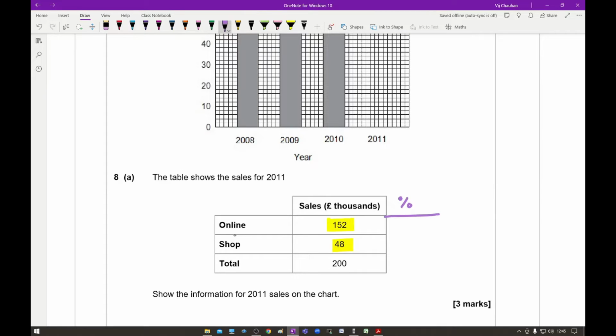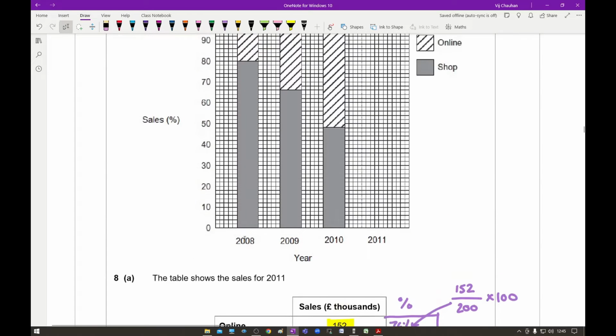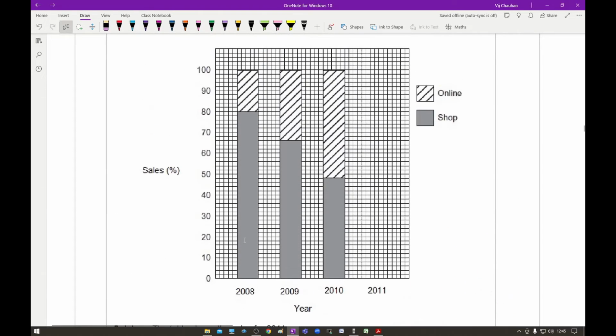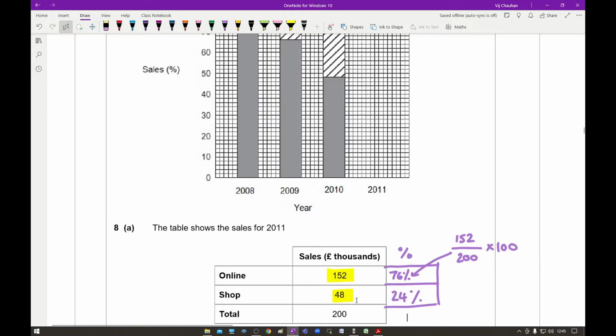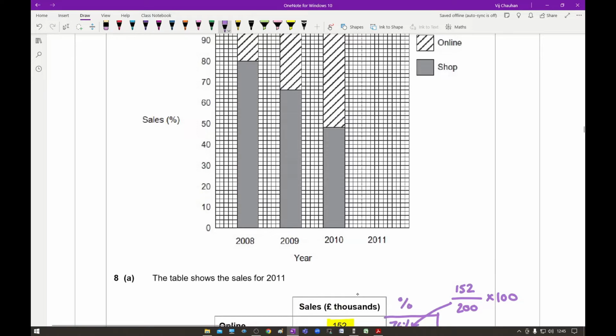To work out this percentage here, what I need to do is take the number of online sales, which is 152, divide that by the grand total, which is 200, and multiply that by 100, in which I'll get an answer of 76%. Now if online is 76%, then the shop sales is going to be 24%, and that is what I then want to show on this scale. As you can see, the shop is at the bottom, so that's going to be 24%. So for this, I need to find 24%. And again, let's be a bit accurate with this.